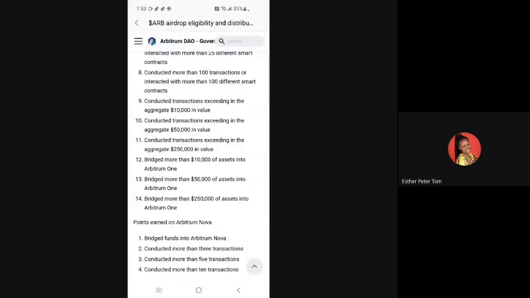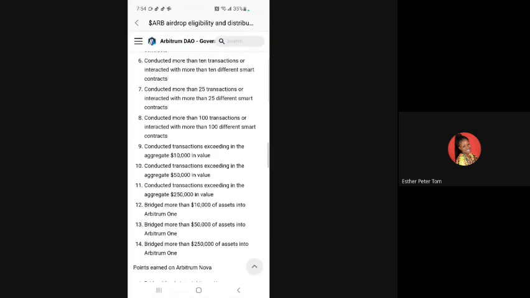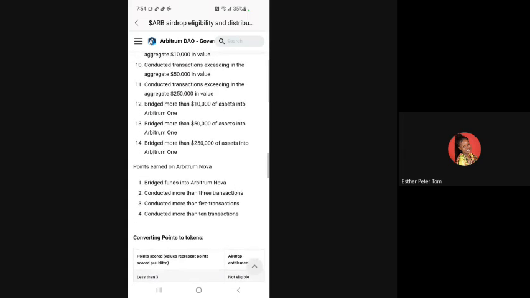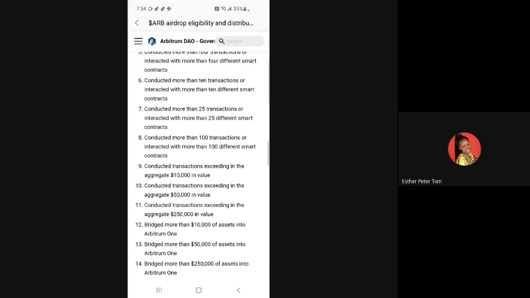So you can see conducted transactions exceeding in the aggregate $10,000 in value, $50K in value, $250K in value: breached more than 10K, breached more than 50K, breached more than $250K. So you can see that the more money you spend, the more you get. Just to recap, this is the airdrop eligibility criteria for the Arbitrum airdrop that took place last year. It was a very good airdrop, and that is why I'm making reference to their eligibility criteria, because using this can help you understand how best to interact with a project.